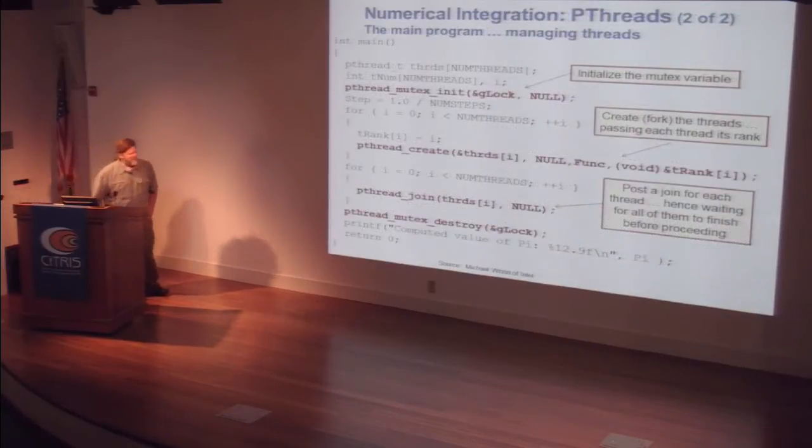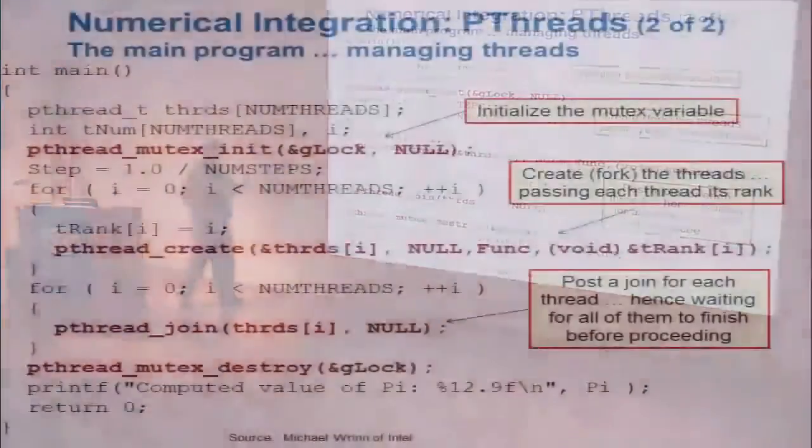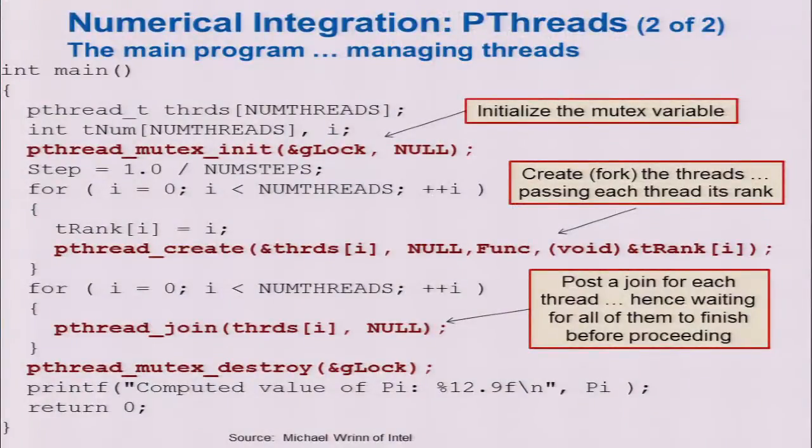And so then, as I've created that function and I've set this stuff up, there's a whole bunch of crud I have to do to manage the execution of that function. So I have to initialize my mutex. Then I have to create the threads. So I have this loop here over the number of threads. I need to save what the rank is for the thread i. So I'm going to save that rank.